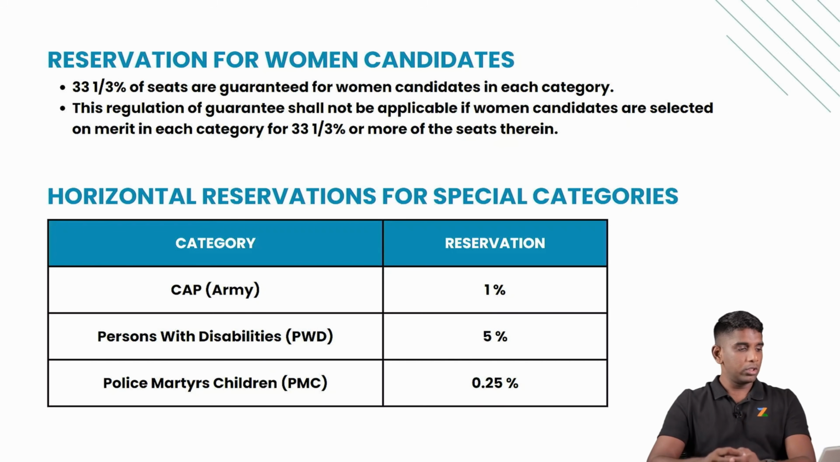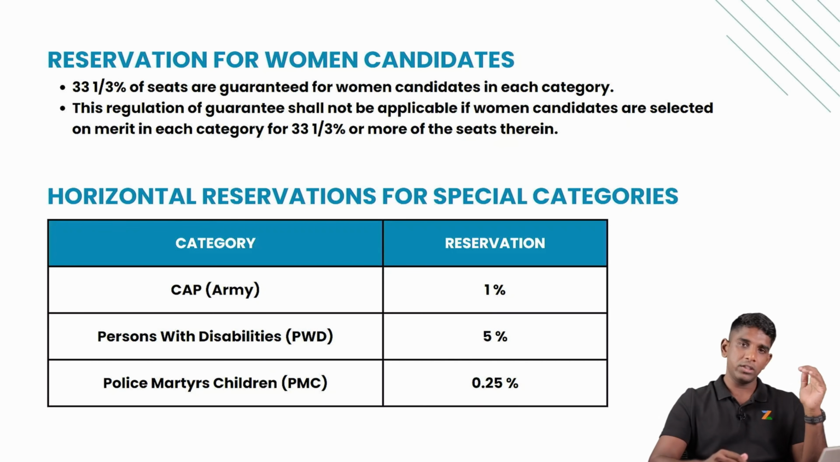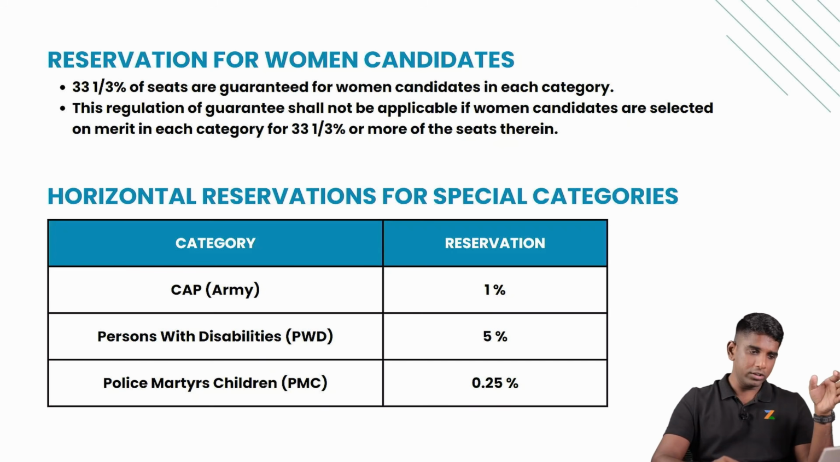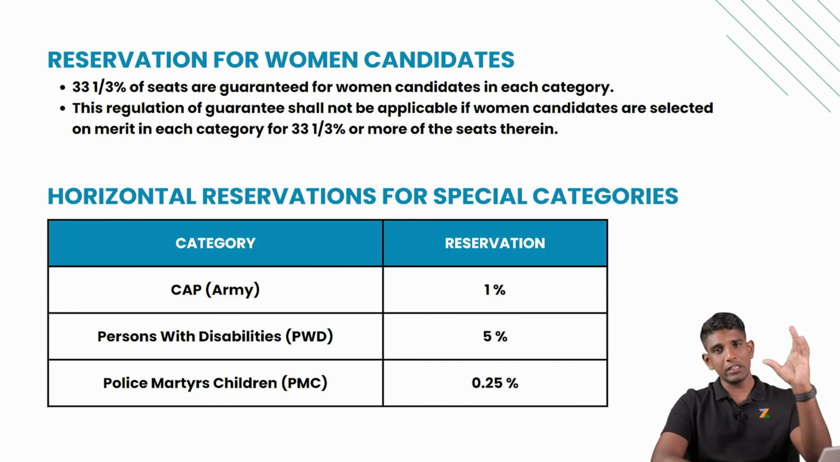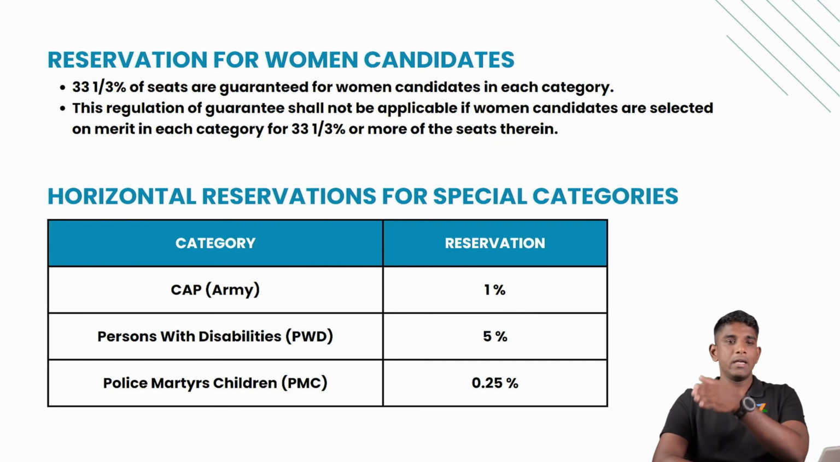Next, we go to the horizontal reservation for special categories. There is CAP, which is the army personnel. They have 1% reservation. Then there are PWD candidates who get 5% horizontal reservation, and then there are PMC candidates, who are police martyrs' children. These candidates will get 0.25% reservation. These are all horizontal reservations, so they come under each category.